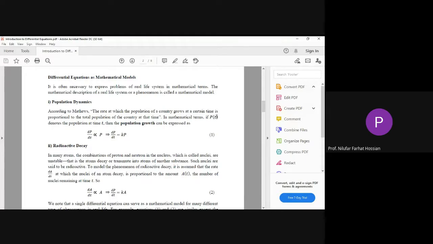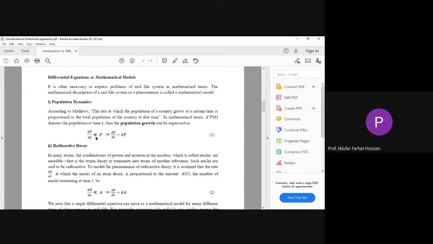So if you denote the total population at a time t by P(t), P is the dependent variable and t is the independent variable. According to this theory, the rate of change of the population, that means dP by dt, is proportional to the total population. So this is the rate of change of the population dP by dt, and it is directly proportional to the population at that time. So this is the relation coming from the theory.